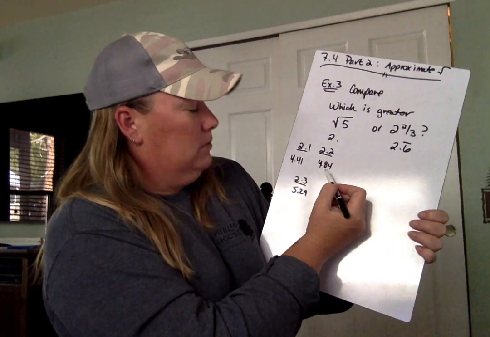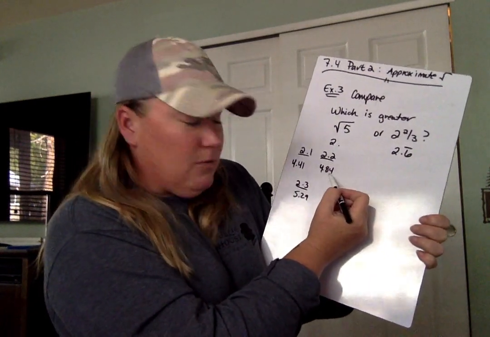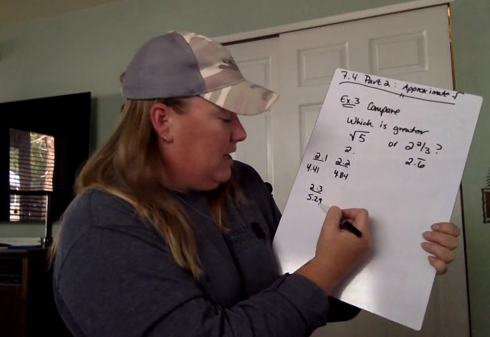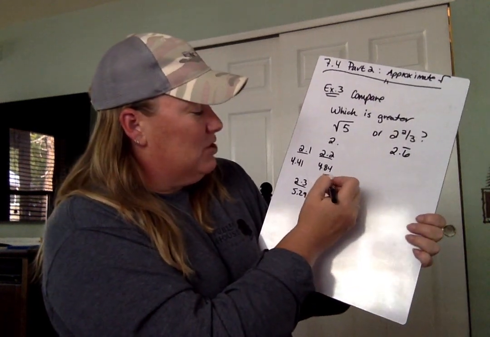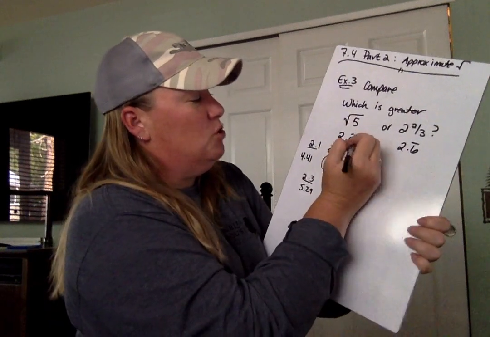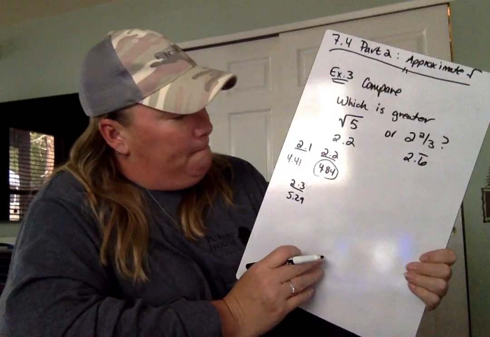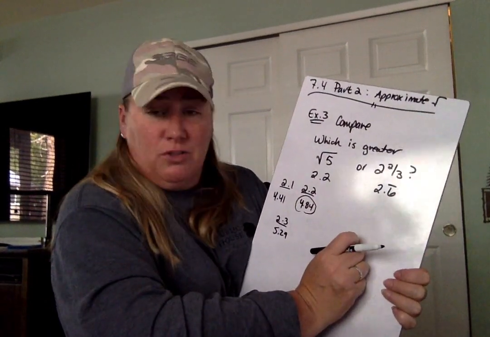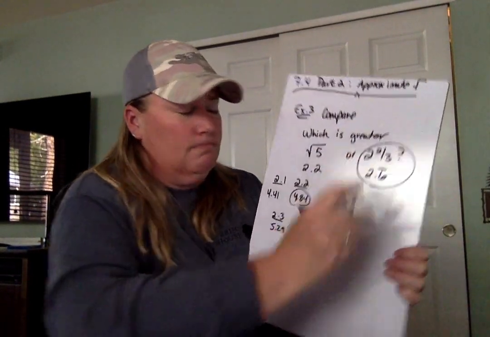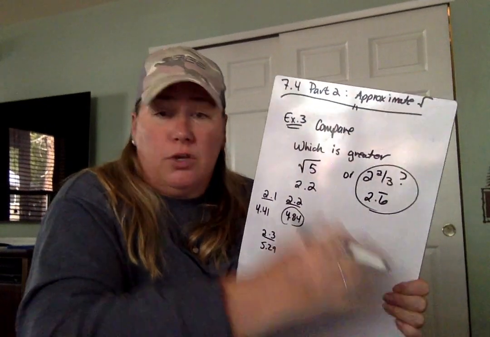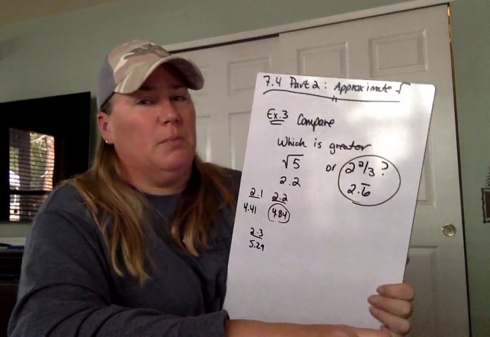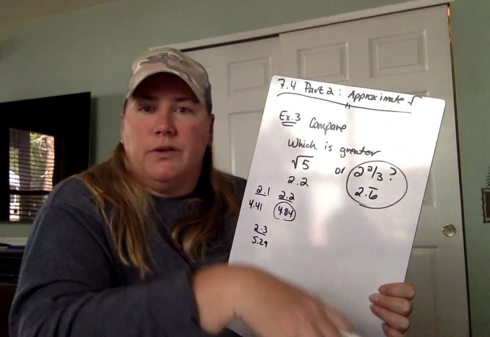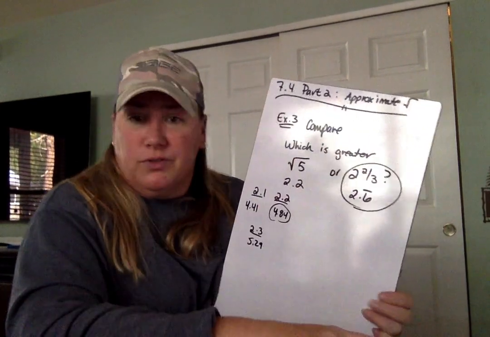This is only 0.16 away from 5, but this is 0.29 away, which is also 29 hundredths. So that tells you this is actually closest. So our decimal would be 2.2. And so when you compare these, which one's greater, 2.2 or 2.6 repeating? 2 2/3 is repeating. You can also put these on a number line. But if you want to put them on a number line, you need to make sure that you have the same format, whether it's the decimals or the fractions or square roots or something like that.